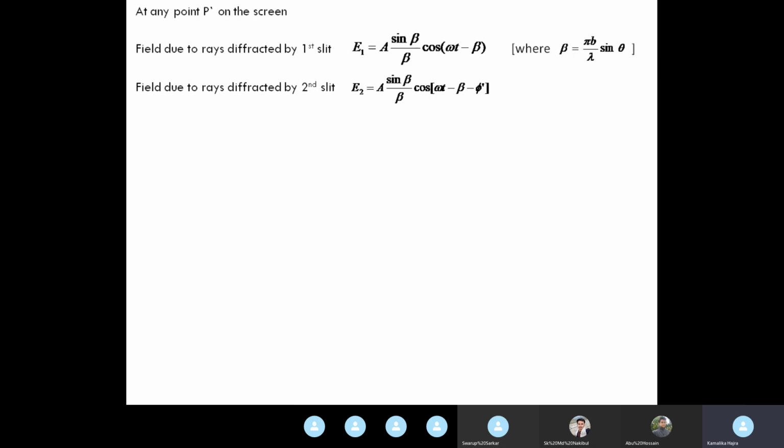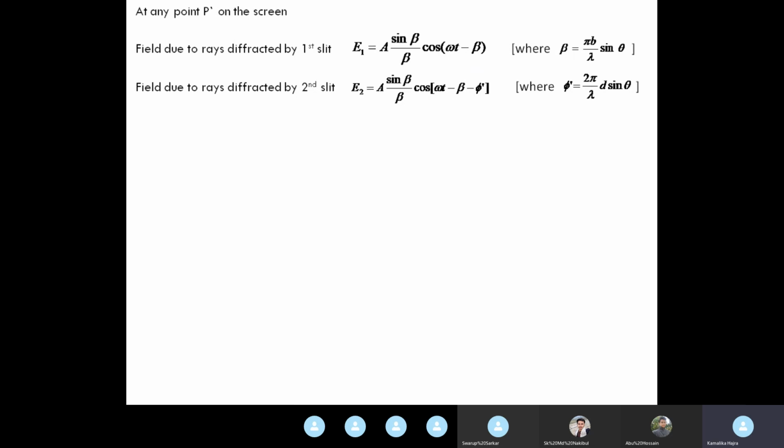Okay, so these are the two fields produced due to the diffraction by the first slit and the second slit respectively. And as I derived in the last slide, phi prime equals 2 pi by lambda d sine theta. I'll pause here and ask you to unmute and tell me whether it is all right with you.